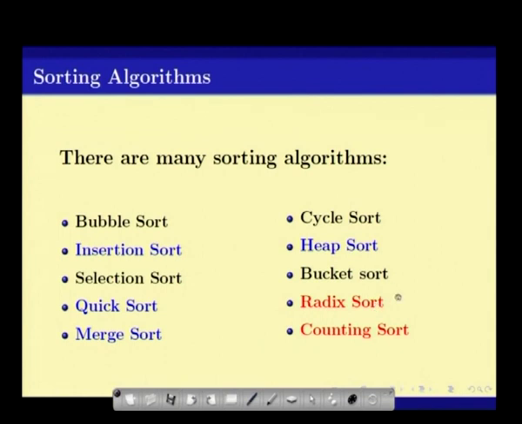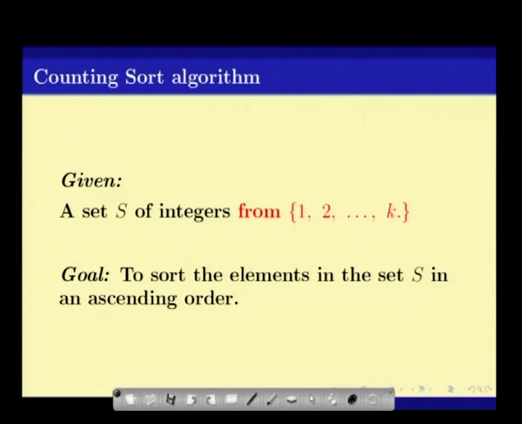We will look at Radix sort and counting sort, both of them are non-comparison based algorithms. In the case of counting sort, we have assumed that the set of integers are coming from the set 1 to k, k is the parameter. So, this is kind of the structure of the set that we are looking for.